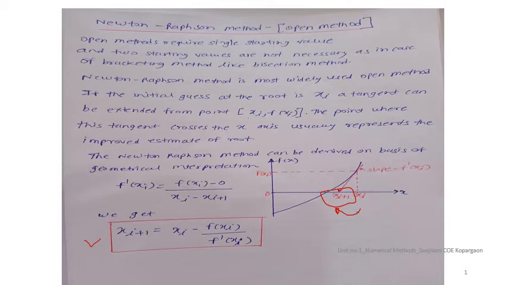Let us write an equation of line. If you write the equation of this tangent line, its slope f dash of xi is given by f of xi minus 0 upon xi minus xi plus 1. So we have just simplified or rearranged this equation for xi plus 1. So xi plus 1 will be xi minus f of xi upon f dash of xi. So you just remember this formula. This formula we have got just by the equation of line.